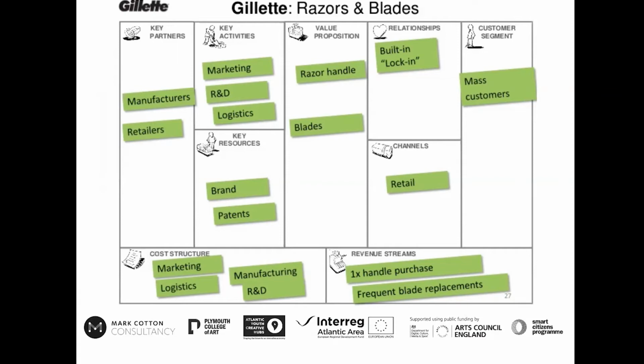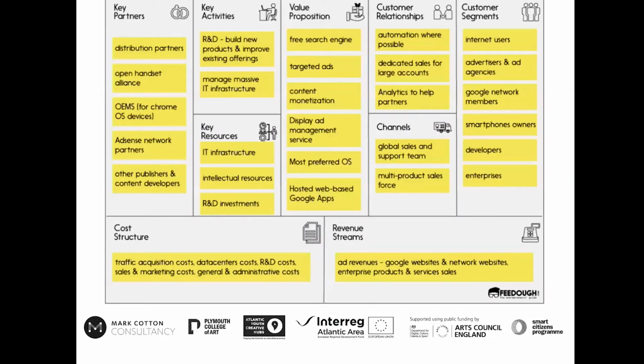They spend their money on marketing and on logistics and on manufacturing and on research and design. And they also then make their money by selling the handle and then on selling frequent blade replacements. Here's another one, this time for Google.